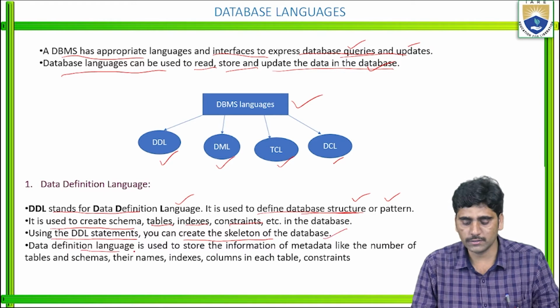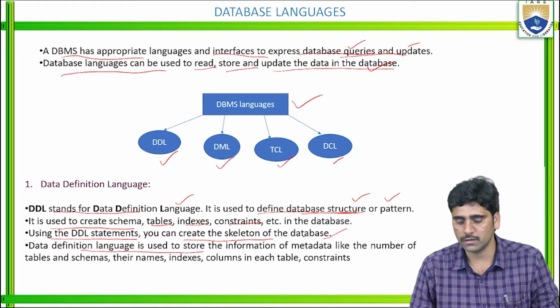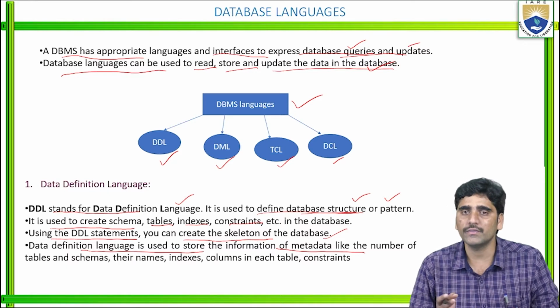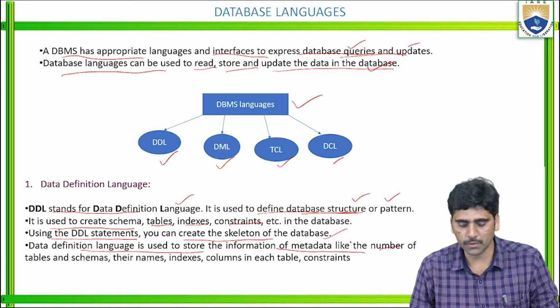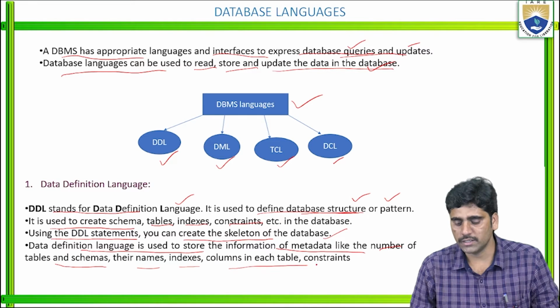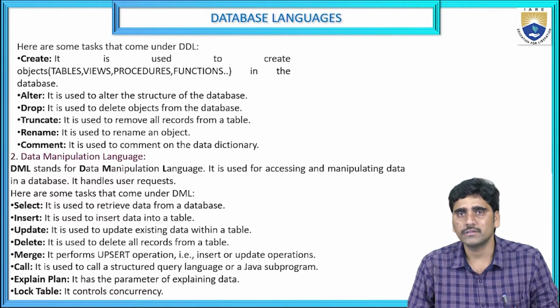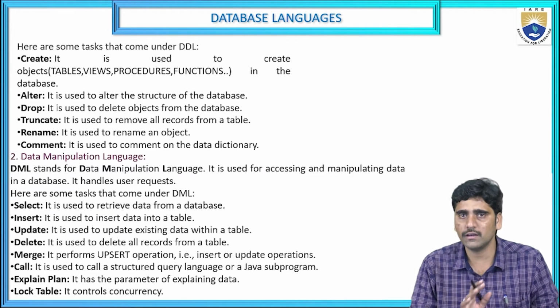And this is used to store the information of metadata. Metadata is nothing but data about the data, data within the data. So we can create multiple types of metadata, like the number of tables and schemas and their names, indexes, columns in each table, constraints, and everything. These are all created with the help of the DDL language, data definition language.